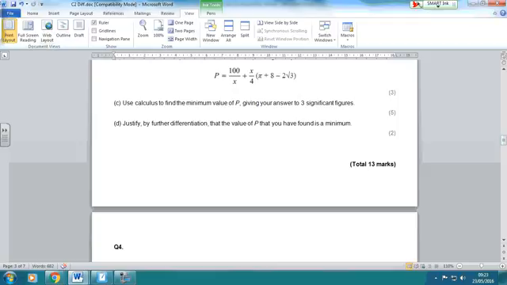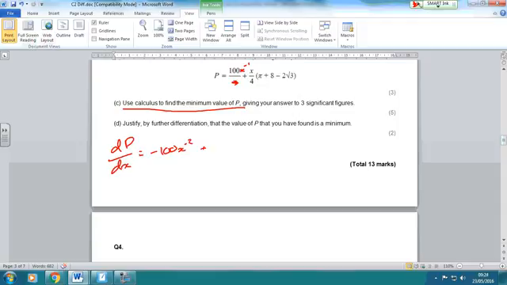So use calculus to find the minimum value of p. What we're going to do is we're going to do dp by dx. So let's get x up there, make it to the minus 1. If we differentiate, we get minus 100 x to the minus 2.